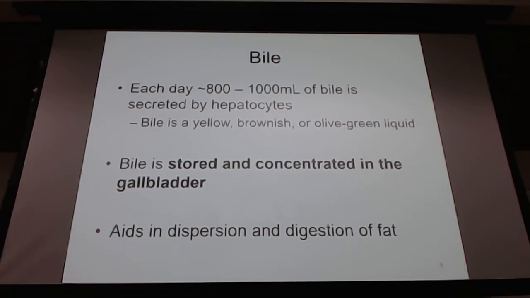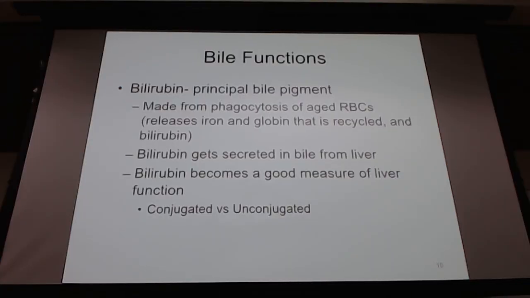That's why when we eat, it's going to cause the gallbladder to contract, push that bile out that's been stored, and help out with dispersion and digestion of fat. Everybody tracking on that? All right. And we have the sweet bilirubin stuff. So that is from the breakdown of RBCs. So it releases iron and globin that's recycled, and then the bilirubin is a byproduct of that.